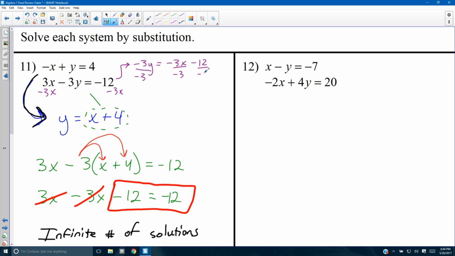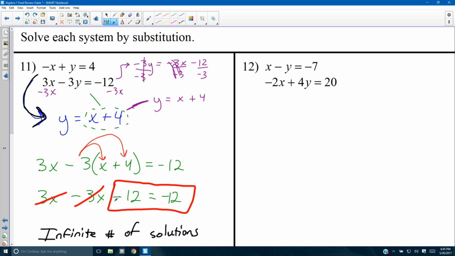This term, this term, this term. These are gone. These are gone-ish, right, also. And -12 divided by -3 is +4. So y equals positive 1x plus 4. Well, look, these two equations are the same. That means if we graphed them, that would be one line on top of another, so an infinite number of solutions. That's what we expected as an answer here.